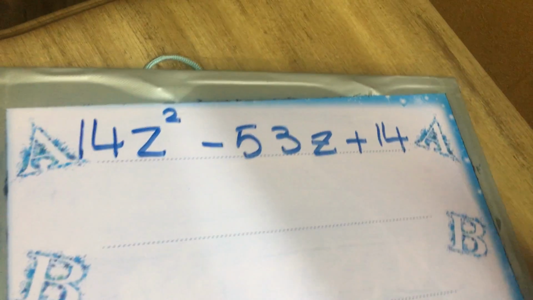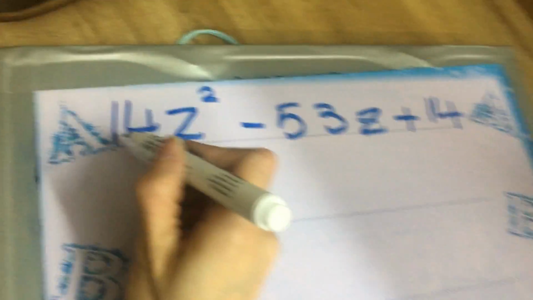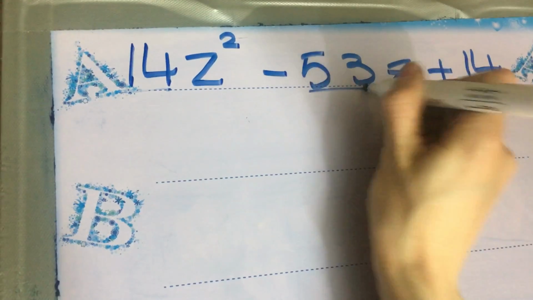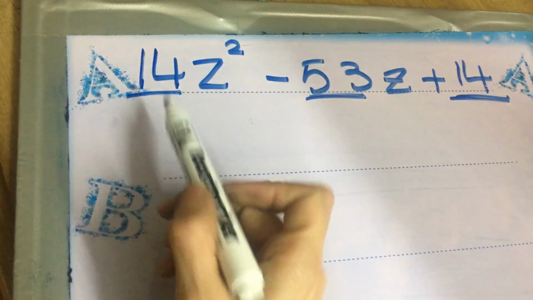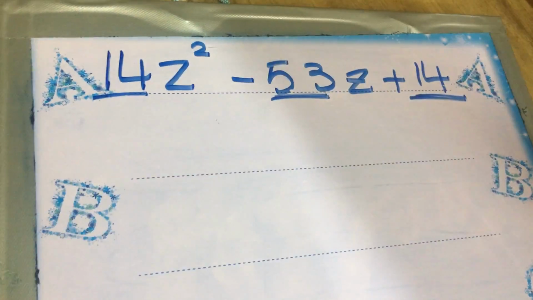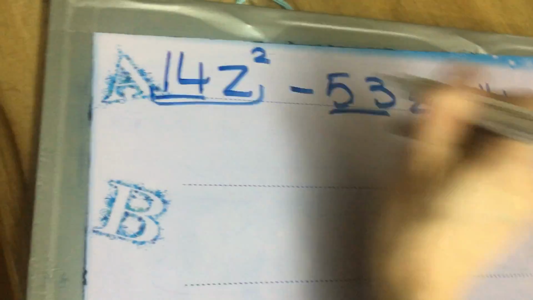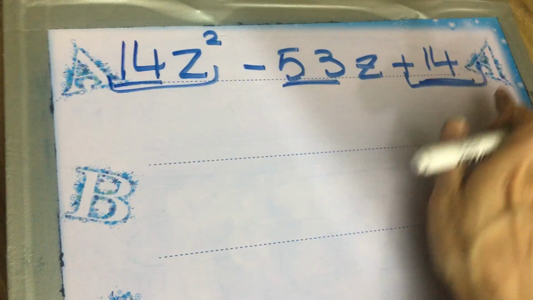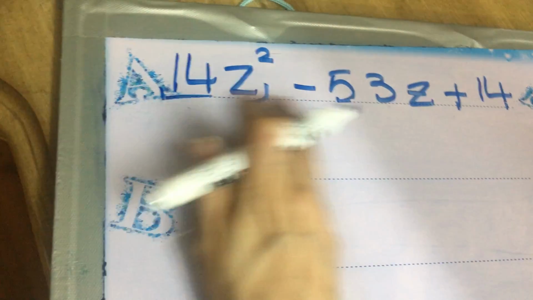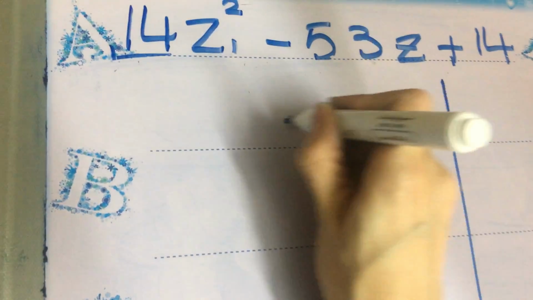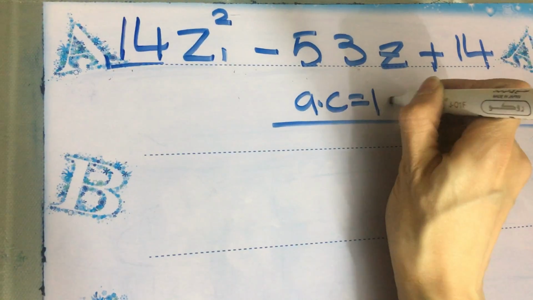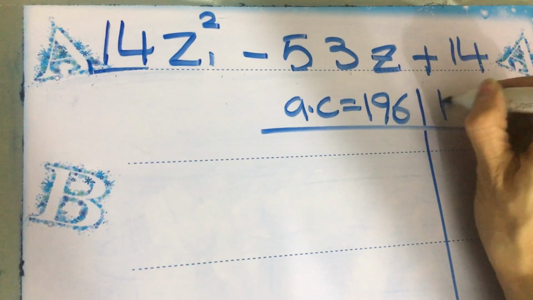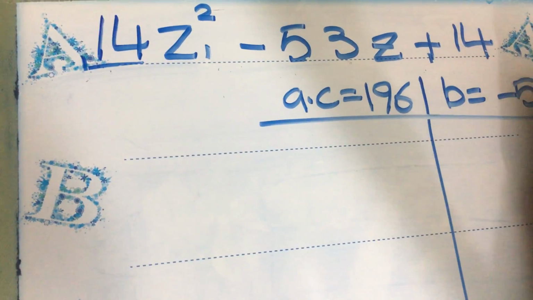The last example on ax squared. If you see, this is not like the first one, the one before. We don't have the greatest common factor between the 14, 53, and the 14. Again, the first term and the last term are not perfect squares, so we have to start with our table right away. A times C, 14 times 14 is actually 196, and B is equal to minus 53.